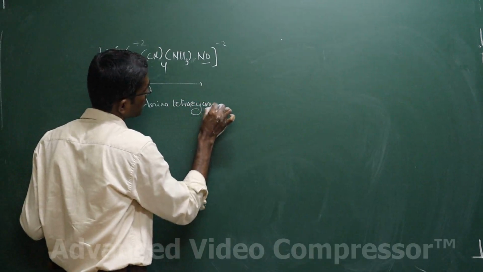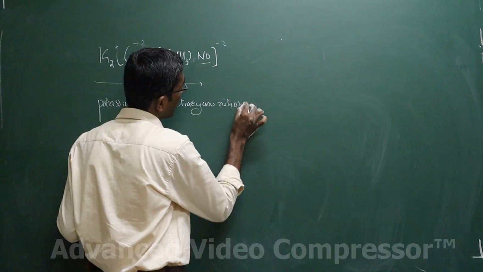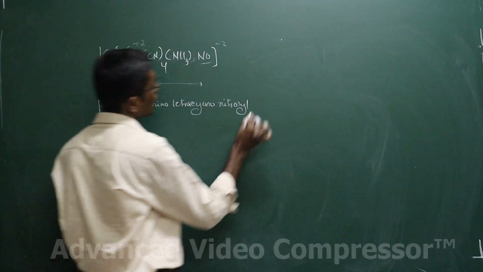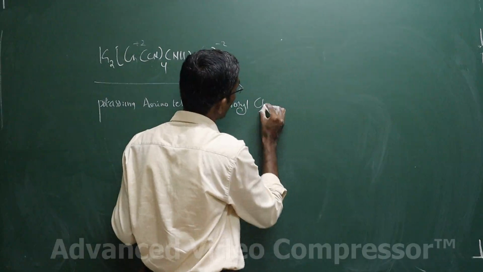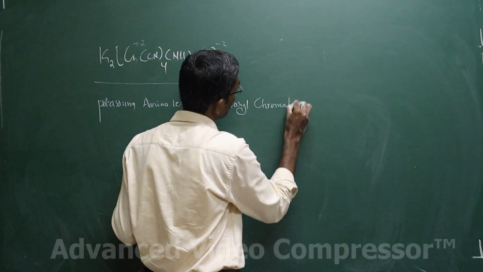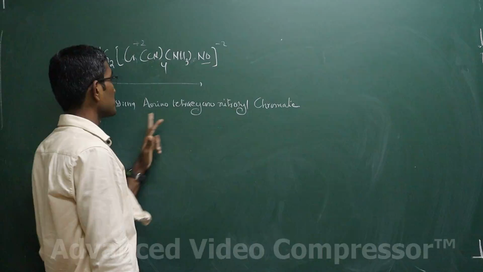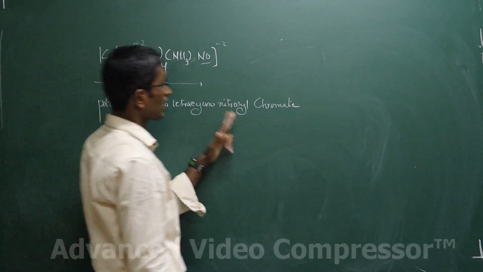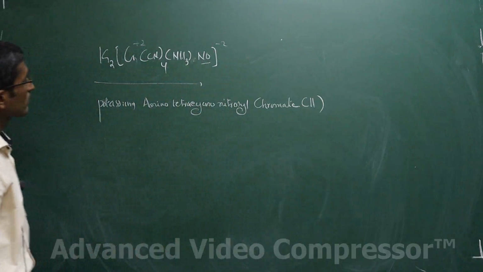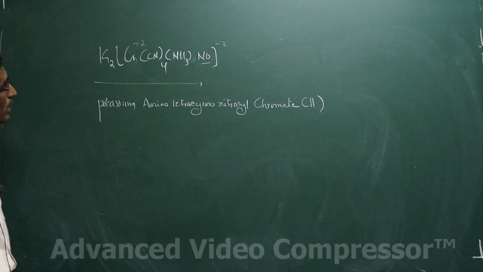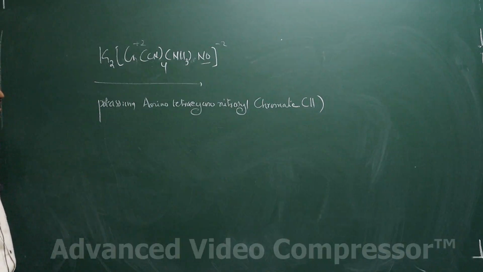Tetracyano, potassium amino, tetracyano, nitrosyl, chromium, not chromium, chromate, right? It is chromate, because you have to end with the word ate, because it's a negatively charged complex. Potassium amino tetracyano nitrosyl chromate(II), oxidation state 2. This is the name of the complex, very interesting. It's not difficult, easy, just go through it.